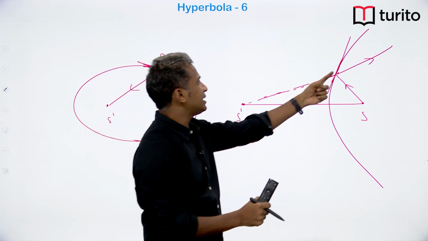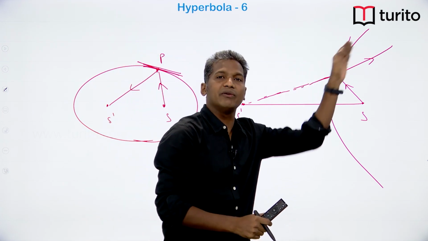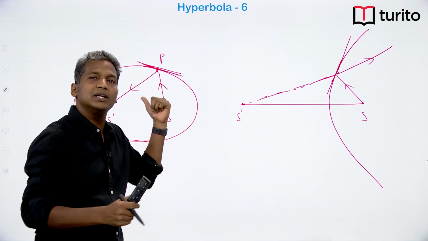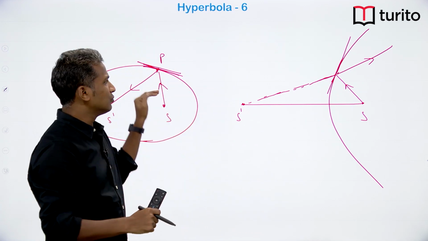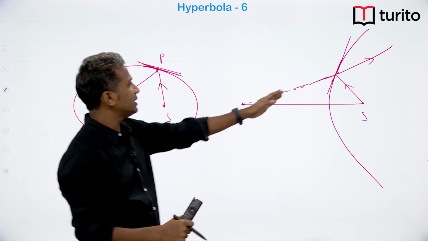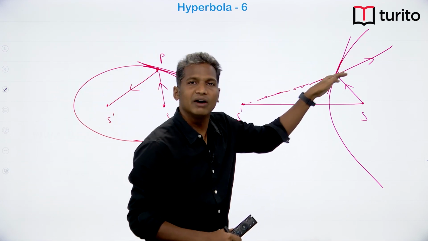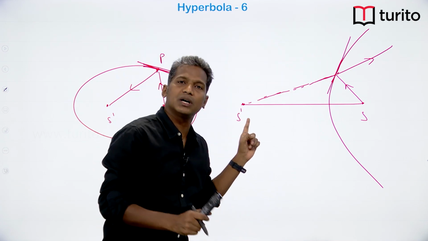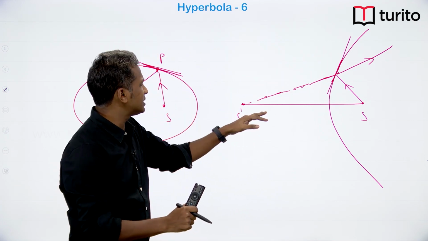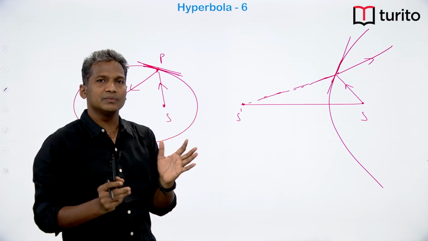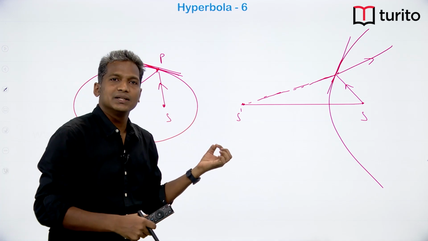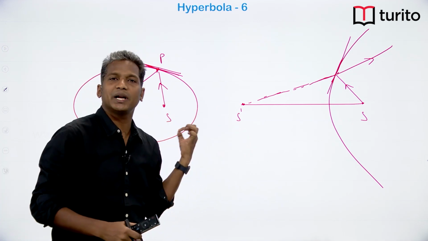Now here if you notice, the only difference is the direction of the light ray. Here the light ray is passing towards and through the focus, but here it is moving away from the focus. But if you take that line, it has to pass through the other focus. If you look at these two diagrams, there is a similarity. As I keep saying, these two are cousins, so the same ideas are applied everywhere.